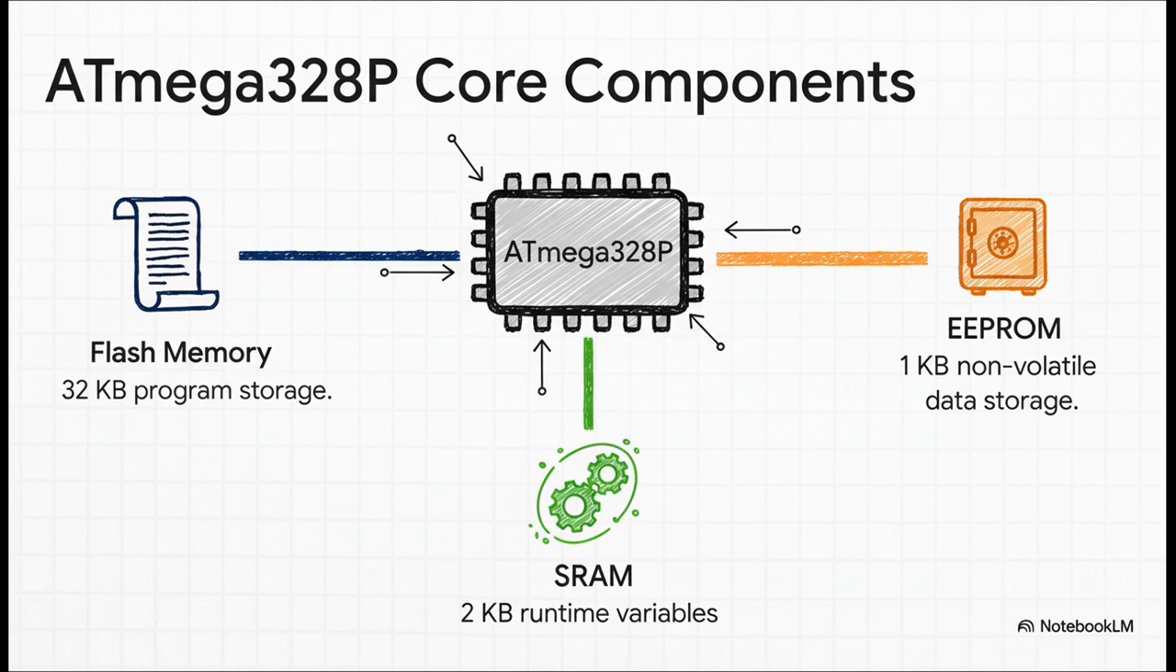Then you have 2 kilobytes of SRAM. This is the RAM, the scratch pad. It's super fast memory for variables and all the stuff your code is actively working on. But it's volatile, meaning when the power goes out, poof, it's all gone. And lastly, there's 1 kilobyte of EEPROM. This is like a tiny, built-in notepad for saving small bits of data you don't want to forget, even with no power, like maybe a high score or a user preference.